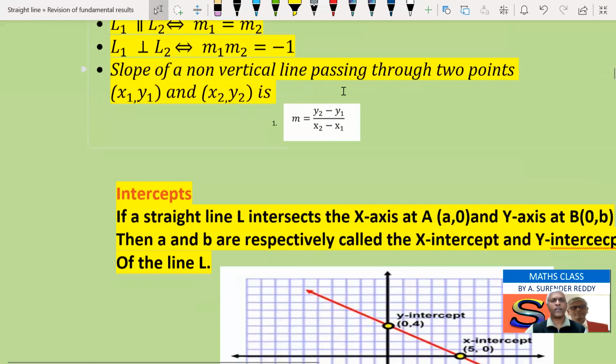The slope of a non-vertical line passing through two points (x1, y1) and (x2, y2) is (y2 minus y1) by (x2 minus x1).